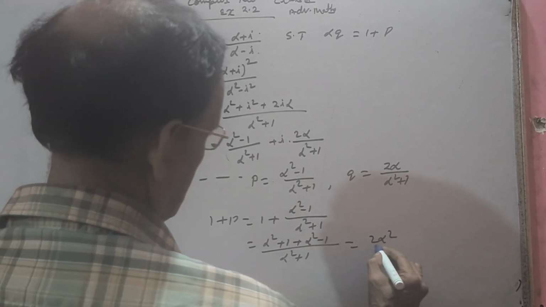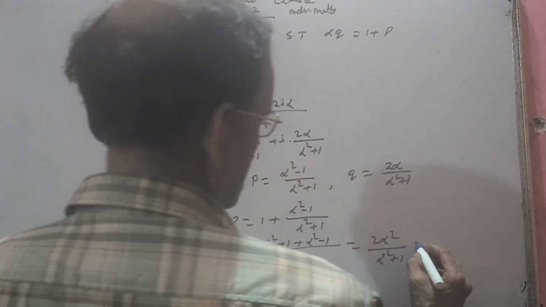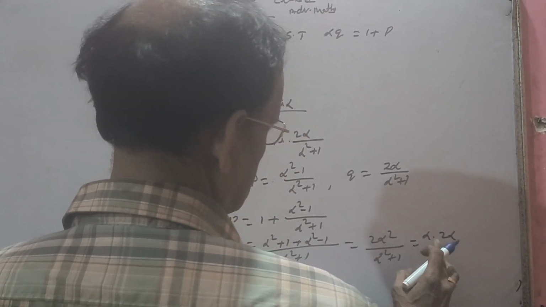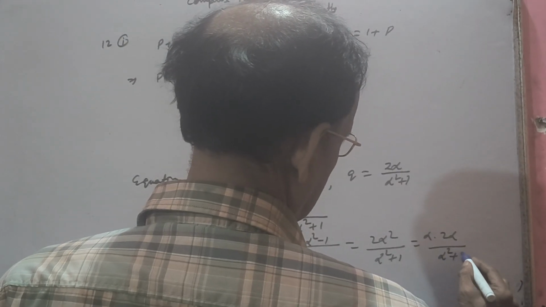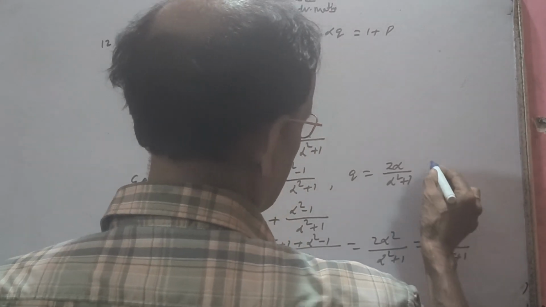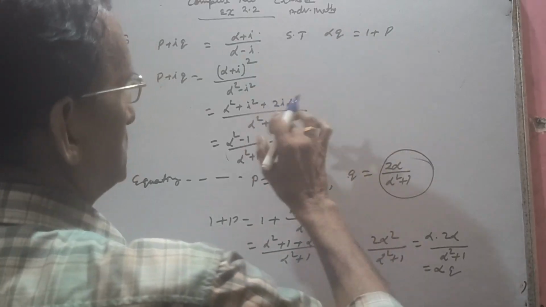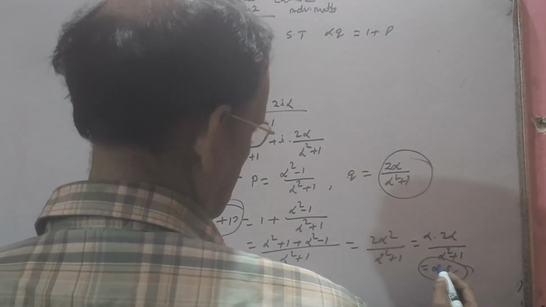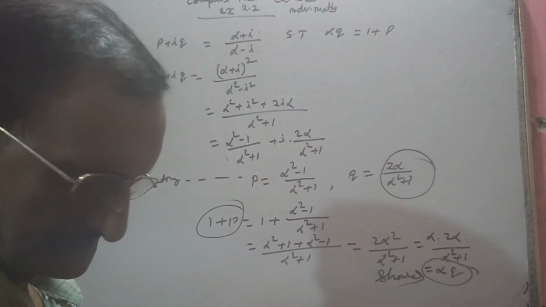So twice alpha square by alpha square plus 1, since minus 1 and plus 1 cancel. Can it be written as alpha into twice alpha? What is twice alpha square? So alpha into twice alpha by (alpha square plus 1). This is alpha. And what is twice alpha by (alpha square plus 1)? Q. So alpha Q. 1 plus P equals alpha Q. We have to show that. So shown. I think you understood, no?